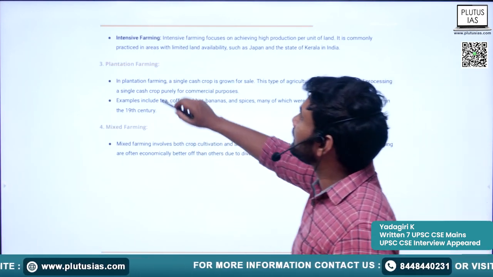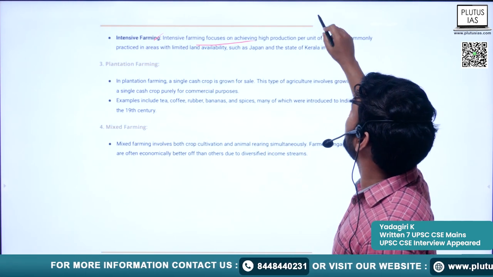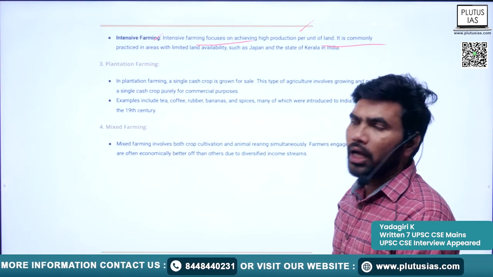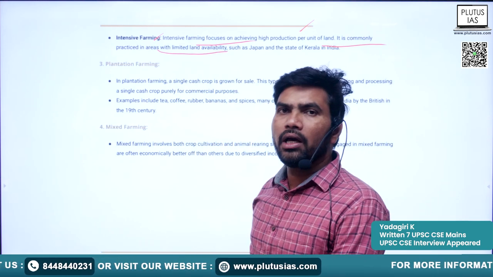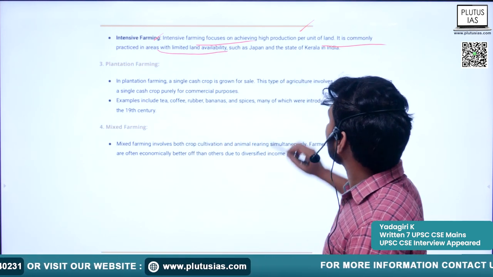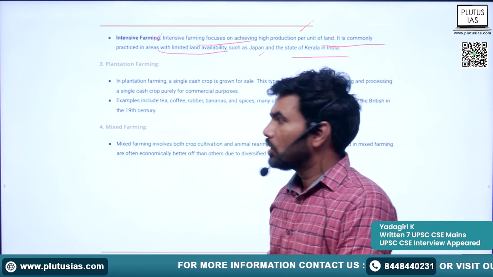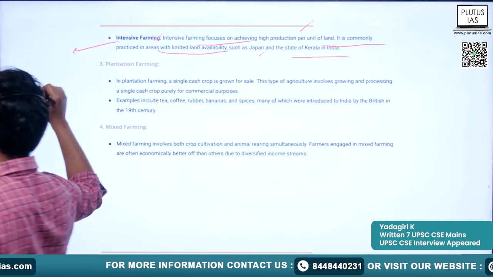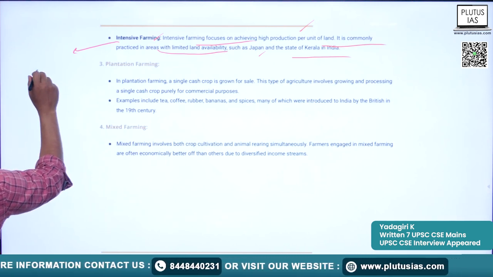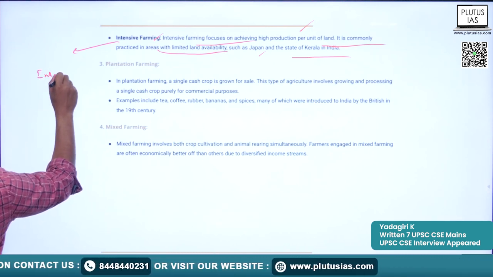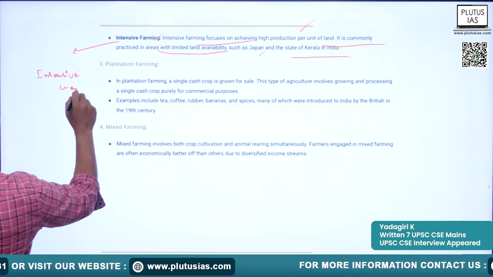Intensive farming focuses on achieving high production per unit of land. It is commonly practiced in areas with limited land availability, such as Japan and the state of Kerala in India. If we take the country as a whole, the majority of the farmers are practicing intensive cropping only.